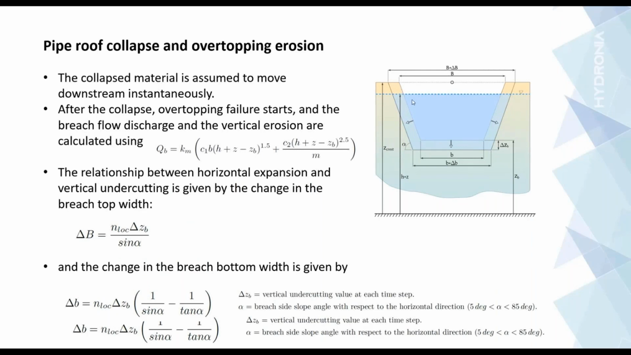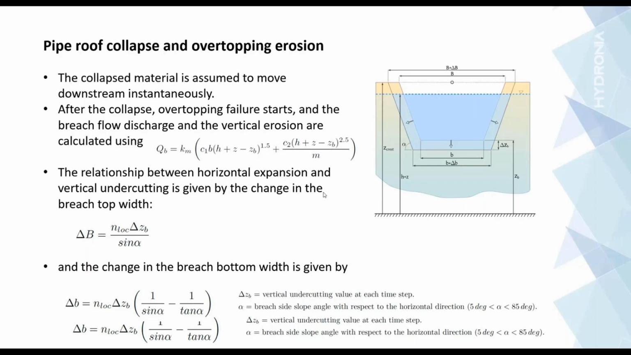Now, incidentally, this trapezoidal cross-section is the one that we use also for the overtopping erosion. So after the pipe roof collapse, the cross-section of the breach turns to the trapezoidal form, and the discharge is computed with the same formula that you see here that we showed before.